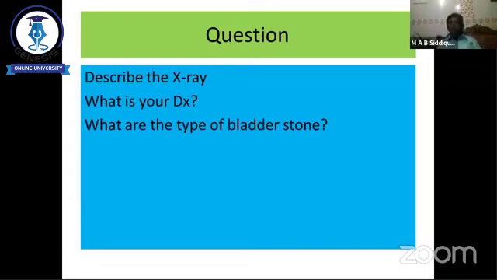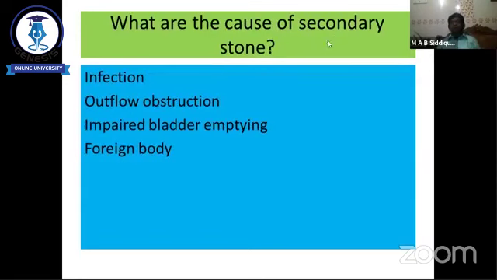But when a stone forms within the bladder due to some secondary cause, then it is called a secondary stone. Don't confuse the secondary stone of the bladder. A secondary stone forms within the bladder due to secondary causes like infection, outlet obstruction, impaired bladder emptying, and foreign body. Due to these four causes, when a stone forms within the bladder, it is called a secondary bladder stone. But a primary bladder stone arises from the kidney.